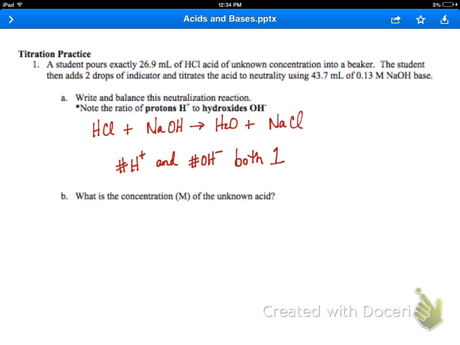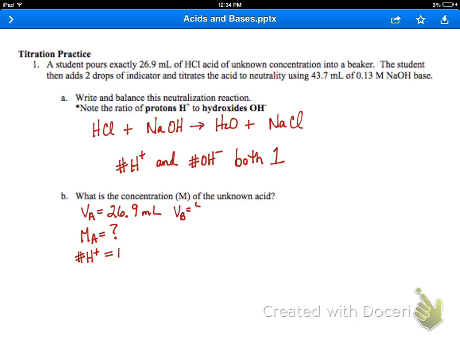So here's the balanced equation. HCl plus sodium hydroxide gives water and sodium chloride. The number of protons and the number of hydroxides is both 1, so it's pretty straightforward. And then we're going to set up our titration equation, and we are going to calculate Ma, so the molarity of the unknown acid. Again, you might want to pause the video and try to set it up, and then turn it back on and check your notes.